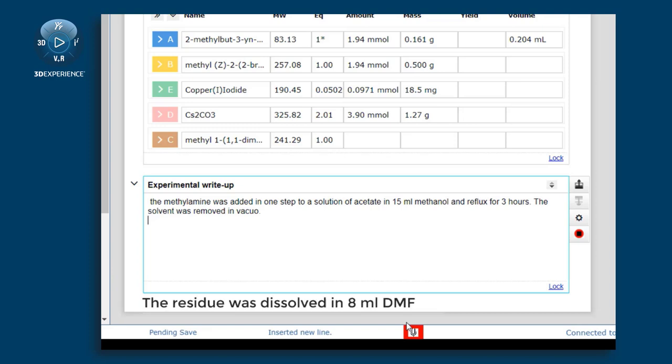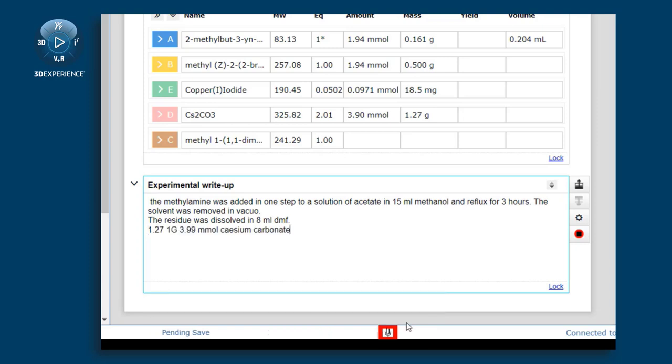The residue was dissolved in 8 mL DMF. 1.271 g, 3.99 mmol cesium carbonate and 18.5 mg, 0.1 mmol copper iodide were added to the solution.